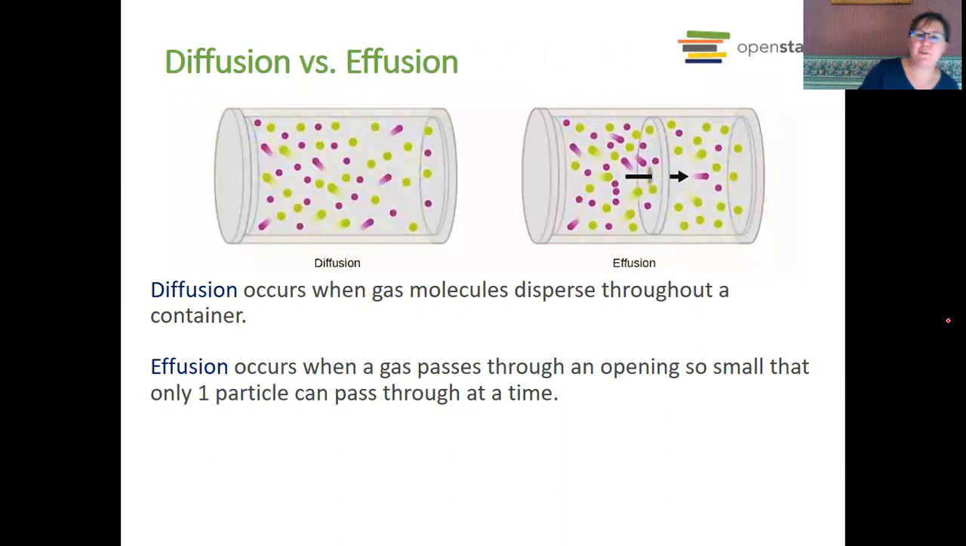All right, diffusion versus effusion. We're just going to look at this a little bit so that you understand the concepts behind it without really diving into the math too much. Diffusion occurs when gas molecules disperse throughout a container. Effusion is a little bit more specific. It's still a form of diffusion, but it occurs when there's only a small opening.